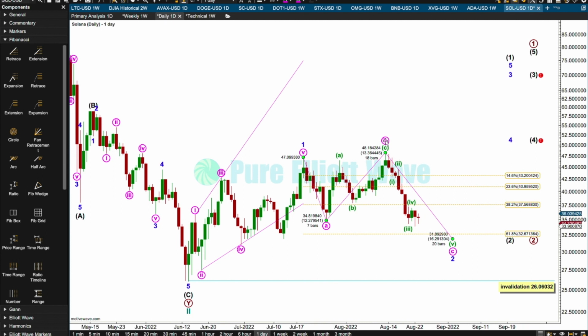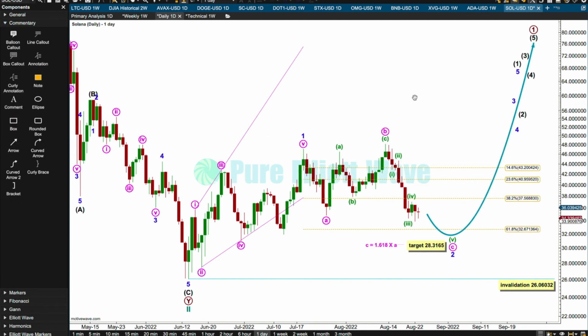So let's calculate C is 1.618 the length of A. That would take price down to 28.3165. That'll be my target. So for Solana, I'll expect a little bit more downward movement. Target 28.3165, where minute wave C would reach 1.618 times the length of minute wave A. That's a reasonable target.